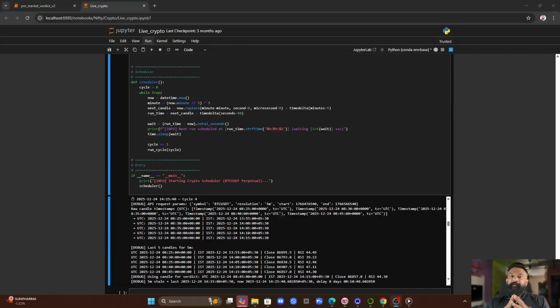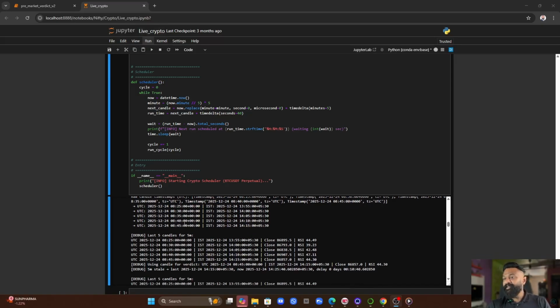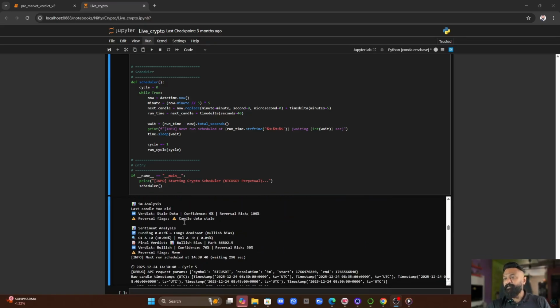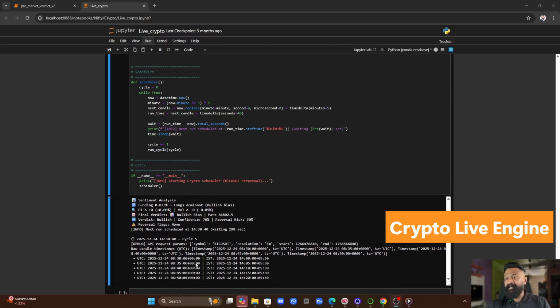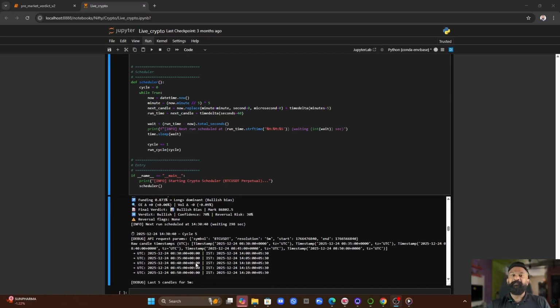And the last engine in today's episode is the crypto engine. It's the last for today's episode but not the least. This is under development. I'm still working on this, but it is working on live data. It fetches the crypto data, especially Bitcoin, and then I can apply the same logic. It will give me the same verdict like what I'm getting for the Nifty 50. This is under development, and maybe in a coming episode I will show you the completed crypto engine.